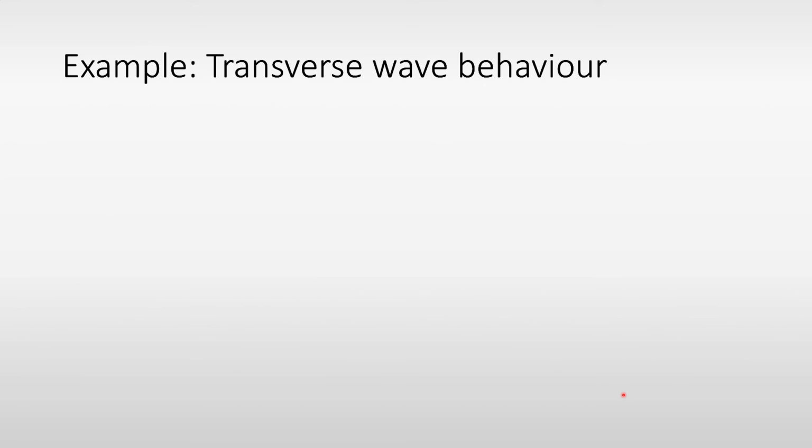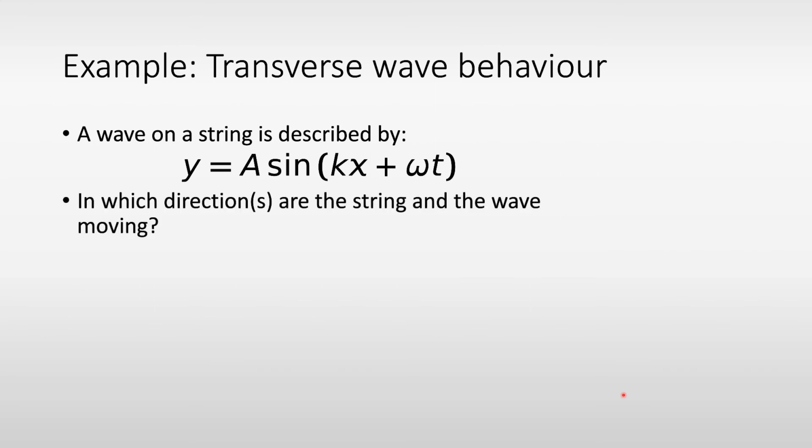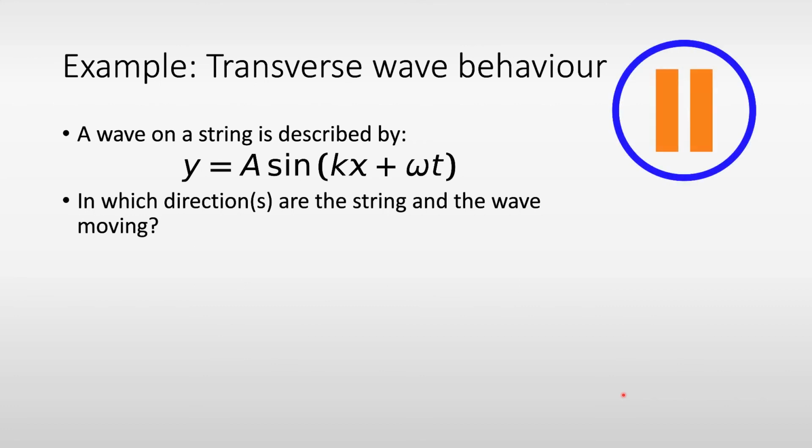Let's consider the behaviour of a transverse wave. So we have a description of a wave on a string described as a sine (kx plus omega t). In what direction is the string and the wave moving? Pause the video and we'll discuss it presently.